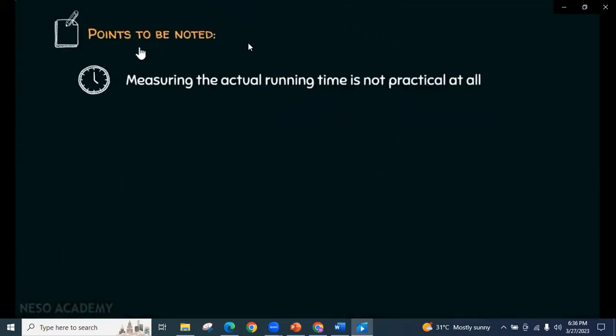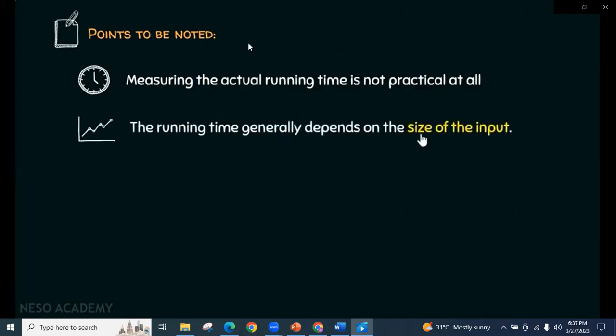There are certain points we need to note here. Measuring the actual running time is not at all practical. We have learned this already. The running time generally depends on the size of the input. I want you to note this point. Now why am I saying this? Let's see this with the help of an example.